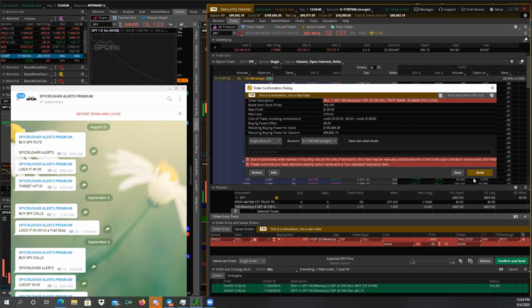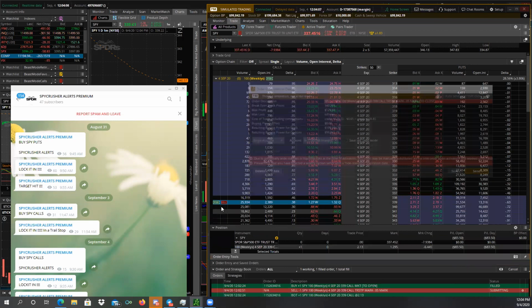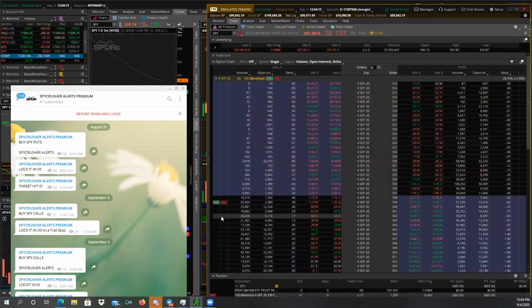So now I'm pressing send, and guess what? I'm in a trail stop right now. I don't have to do anything. Still in a trail stop. So it's moving around, and once it hits my trail stop loss, then it's going to sell me out. So in this example, I'm still in trade. So it's moving in my favor, and I'm actually making more money than what I should be.